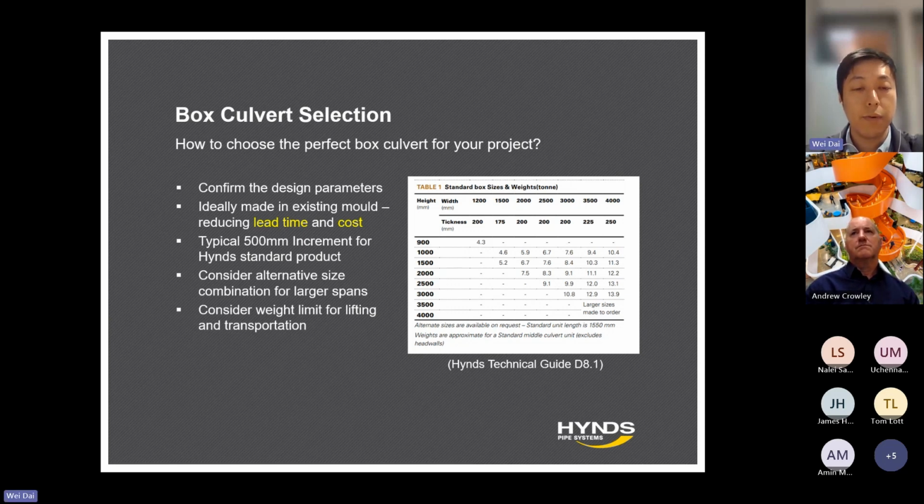Lastly, we need to consider the weight limit for lifting and transportation, which is what equipment like the cranes you have on the construction site, how much you can handle with those cranes, and that will be the basis where we need to start off to choose your box culvert.